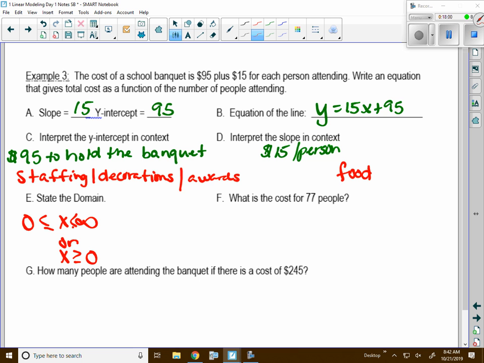How would we find a cost for 77 people? What would we do with the 77? Plug it into x. So take your equation, and you're going to plug 77 in for x. And we're going to have to put that in our calculator.